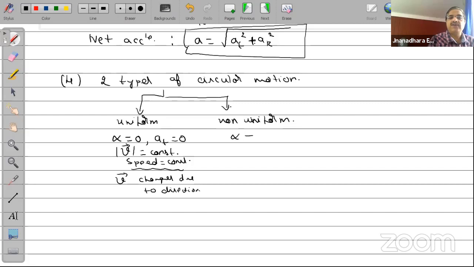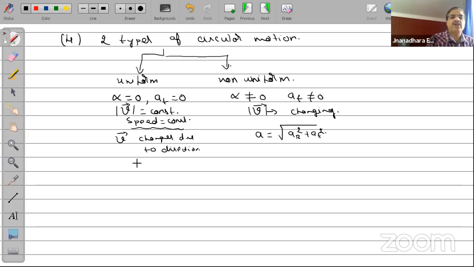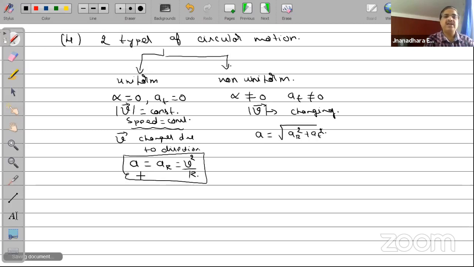In non-uniform motion, alpha is not equal to 0, a_t will not be equal to 0, and therefore v keeps on changing. The magnitude of v keeps on varying. In this case, you have to consider both the radial acceleration and the tangential acceleration. Whereas in the case of uniform motion, you will only have to worry about the radial acceleration, which will be v square by r. Easy to deal with. Mostly for the CET, they only ask you about uniform circular motion. Very rarely you will find non-uniform circular motion being asked.